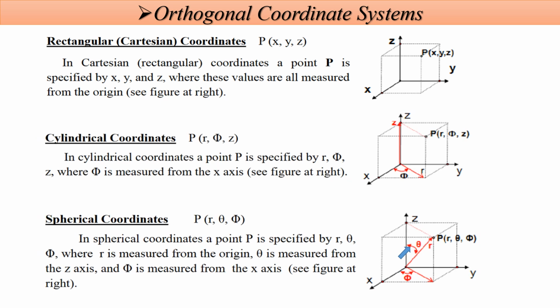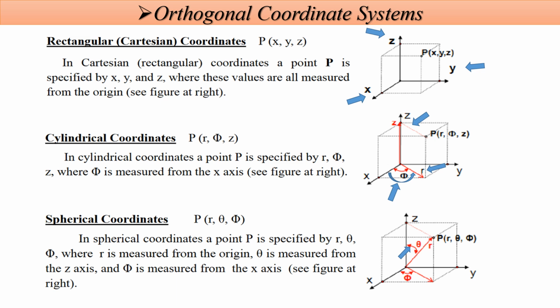Cartesian coordinates utilize three perpendicular axes x, y, and z. This system is practical for mechanical systems such as the movement of a particle along a plane. Cylindrical coordinates: a point P is specified by r, phi, and z, where phi is measured from the x-axis. Useful for problems with cylindrical symmetry, such as fluid flow in a pipe or the magnetic field of a straight conductor.